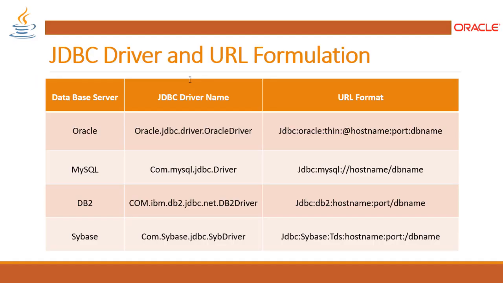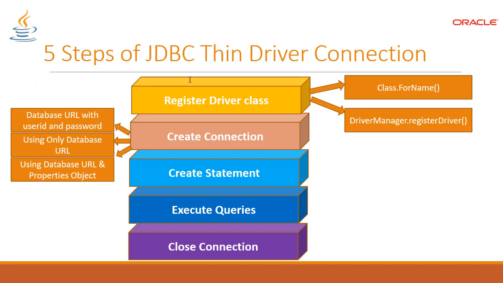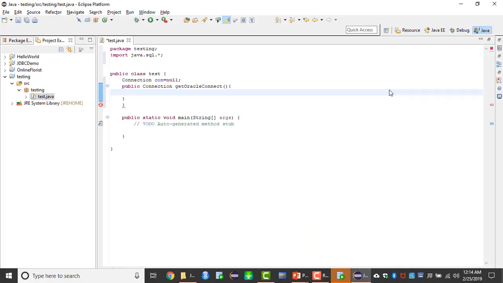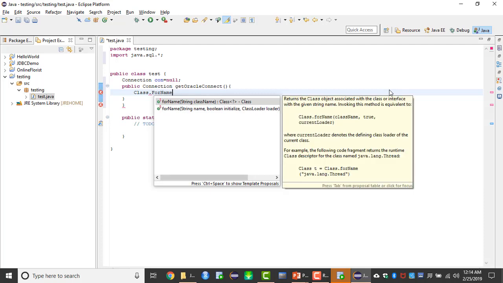For connection, what you need is to register the class and create a connection. To register the class, we are going to use Class.forName, or you can use DriverManager.registerDriver. So I'm going to use Class.forName. Let's declare our driver for name.